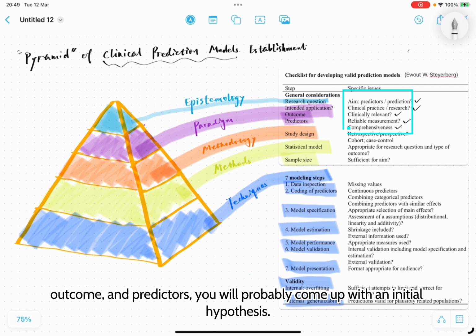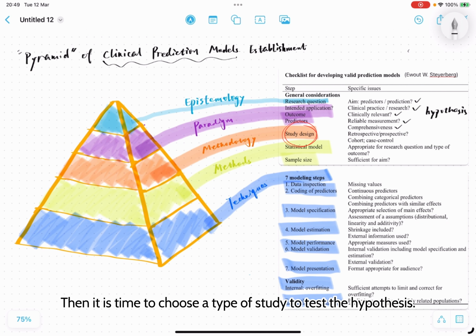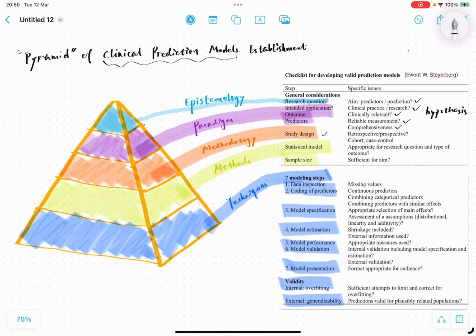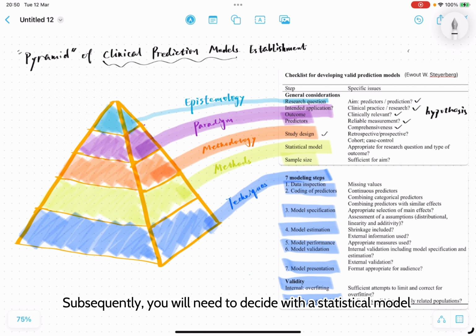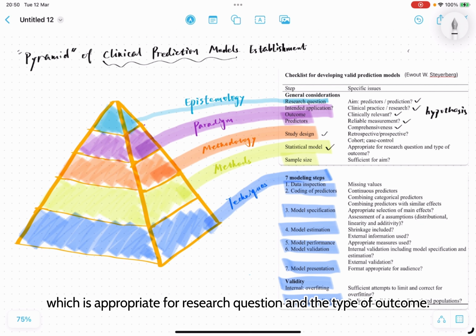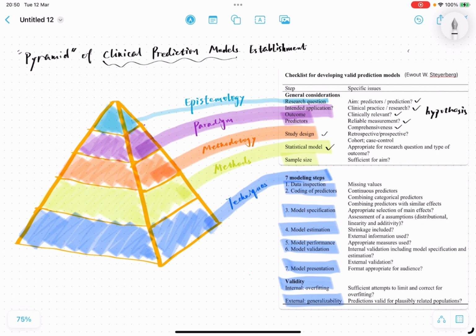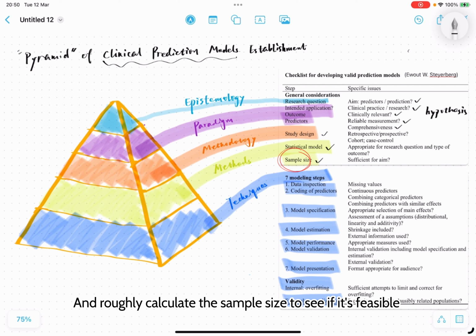After comprehensively thinking through the research question, intended application, outcome and predictors, you will probably come up with an initial hypothesis. Then it is time to choose a type of study to test the hypothesis. Are you looking for associations or establishing causal effects? Subsequently, you will need to decide which statistical model is appropriate for the research question and the type of outcome, and roughly calculate the sample size to see if it's feasible to conduct the research.